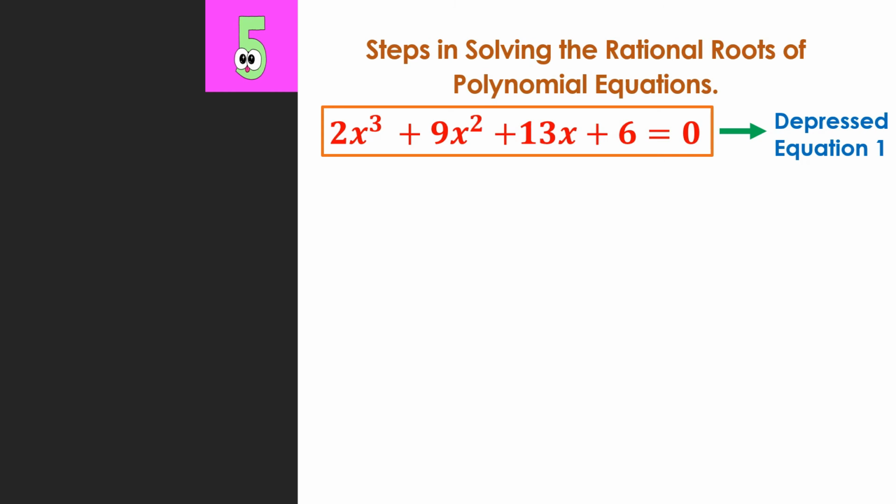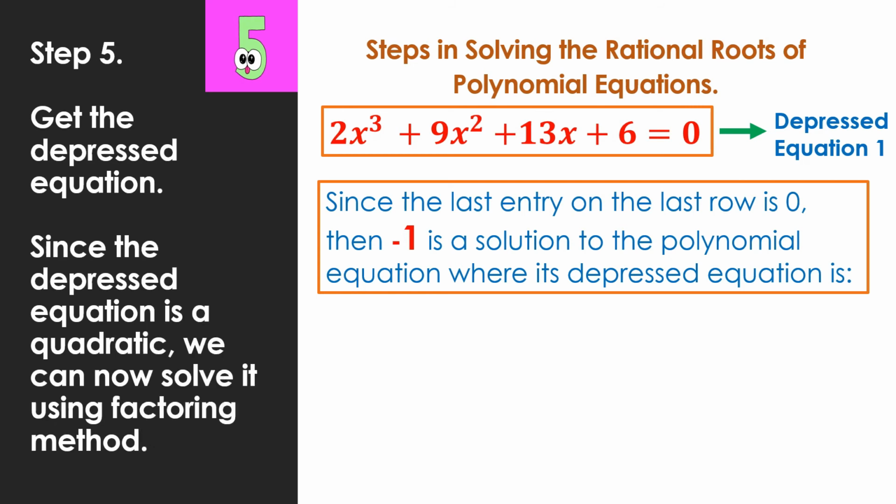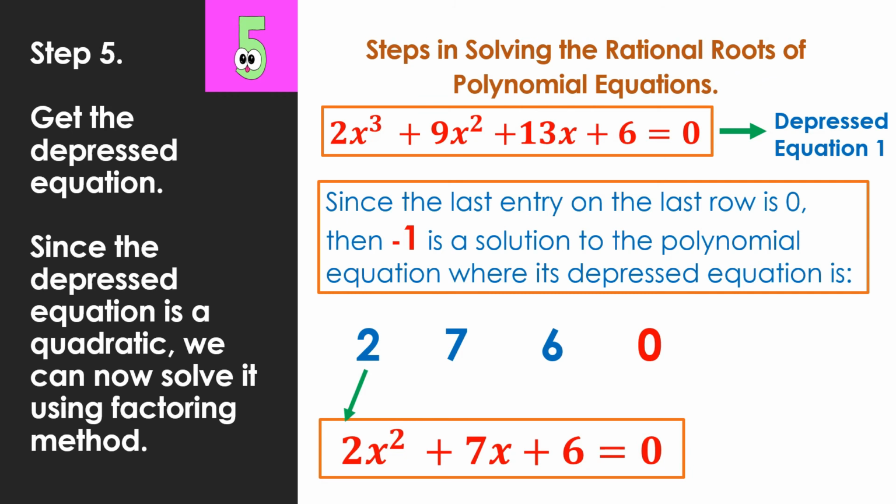Now, let's recall 2x cubed plus 9x squared plus 13x plus 6 equals 0 is the depressed equation number 1. Since the last entry on the row is 0 again, then negative 1 is a solution to the given polynomial equation. And then, the last entries on the last row are 2, 7, 6, 0. And then, we will express it as another depressed equation.